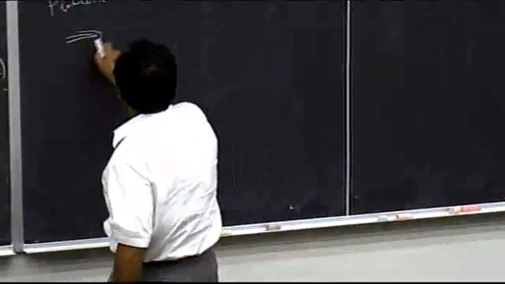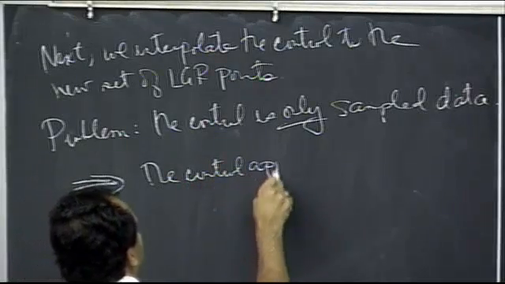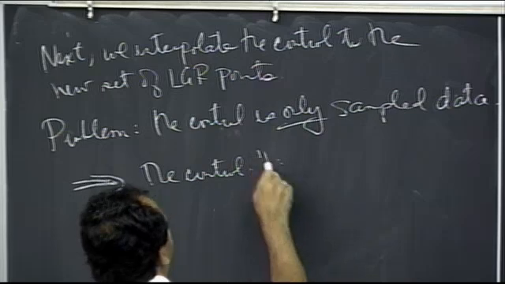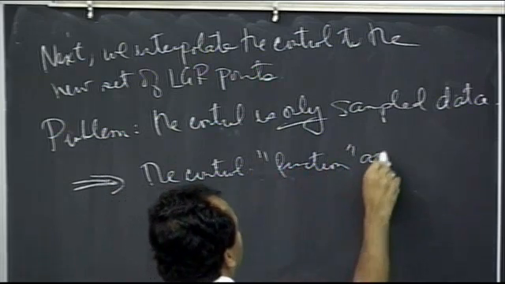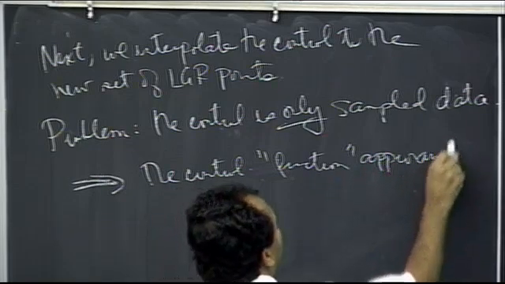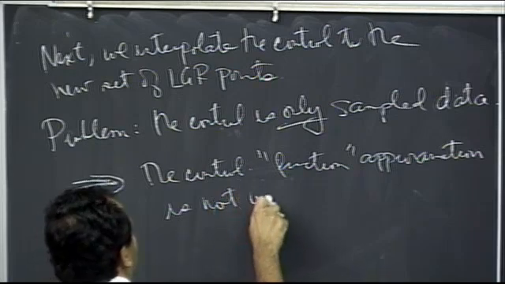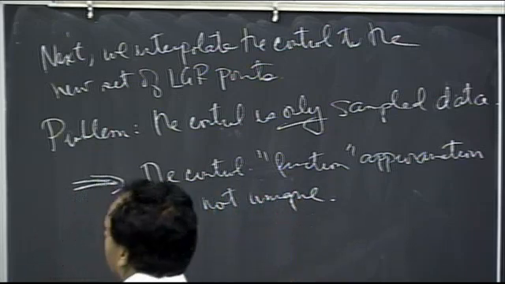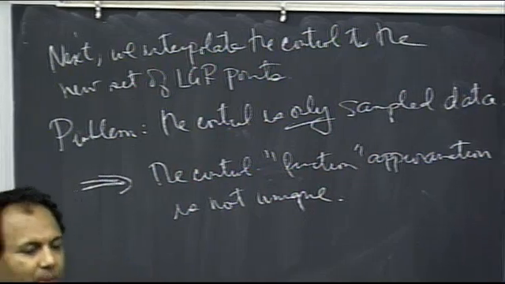So this is the problem, which leads to the fact that the control approximation, or the control function approximation, I'm going to put this in quotes, is not unique. What must be true about any function approximation for the control?